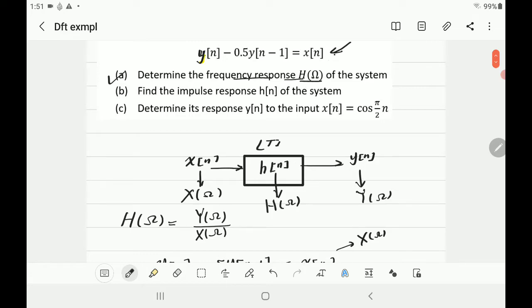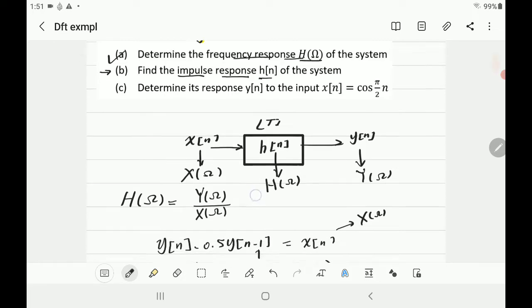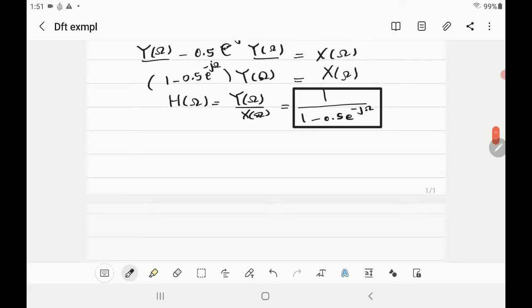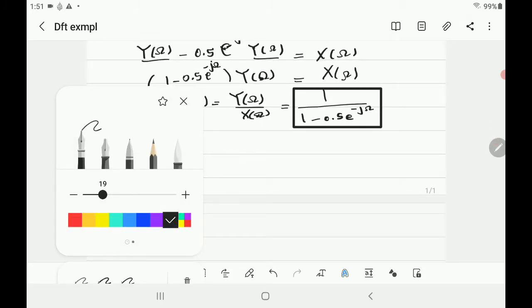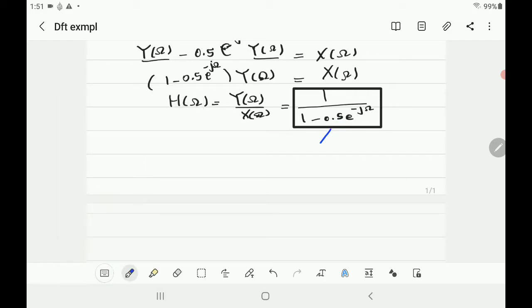The second question here asks to find the impulse response. Usually it's a function of time, h of n. So all we are supposed to do is convert this one by the inverse Fourier transform into h of n. So how can we do that?